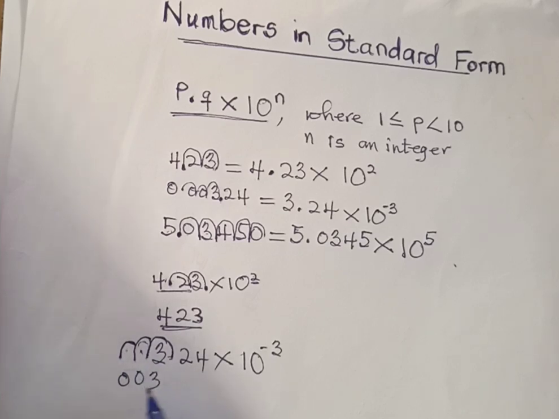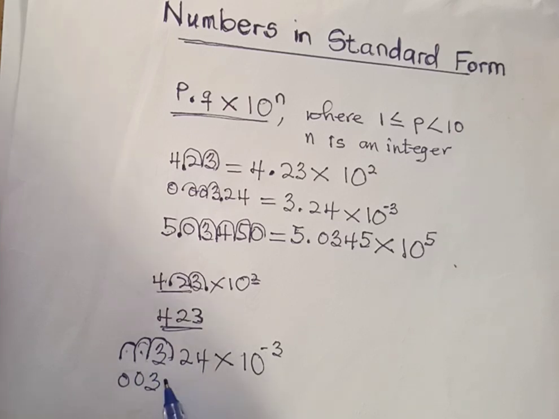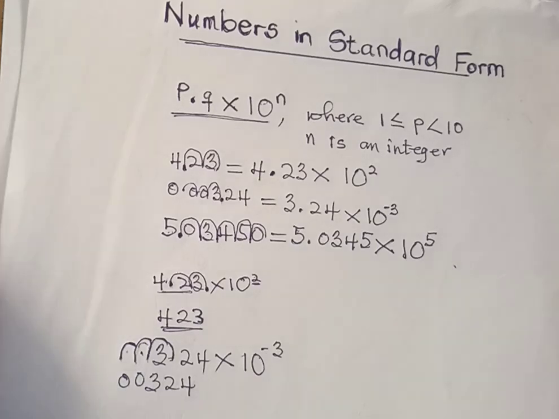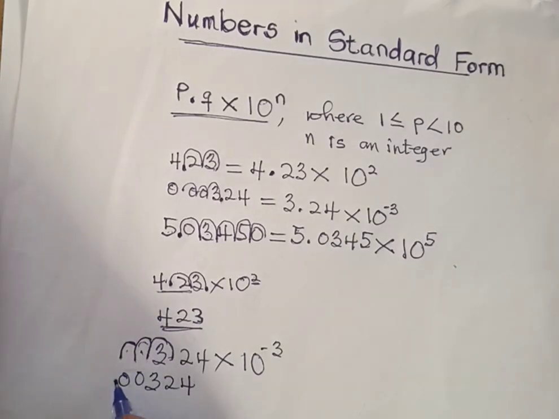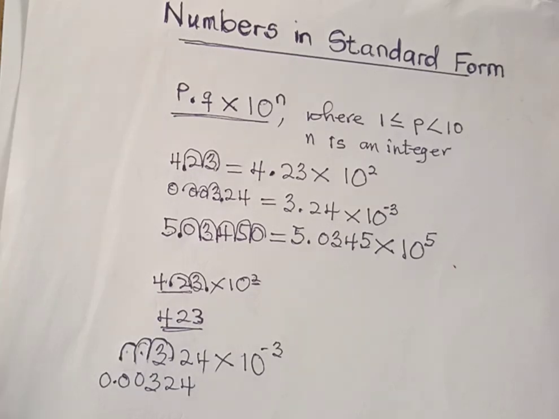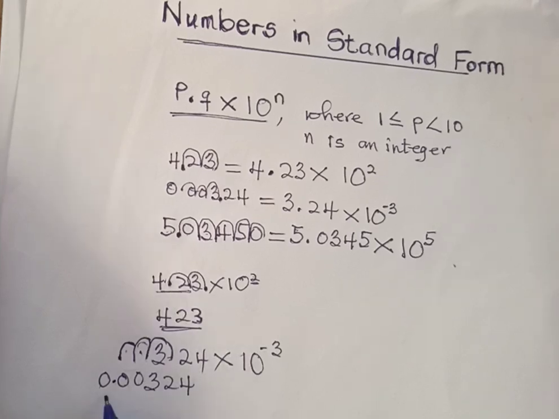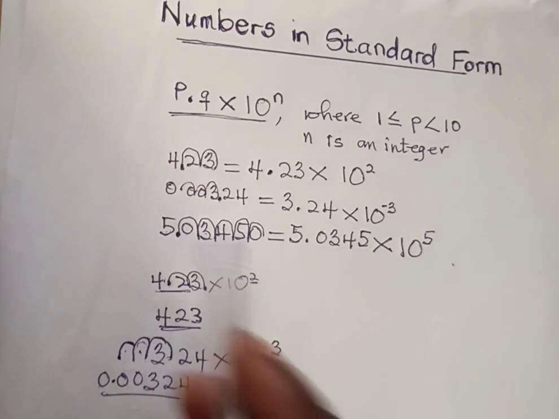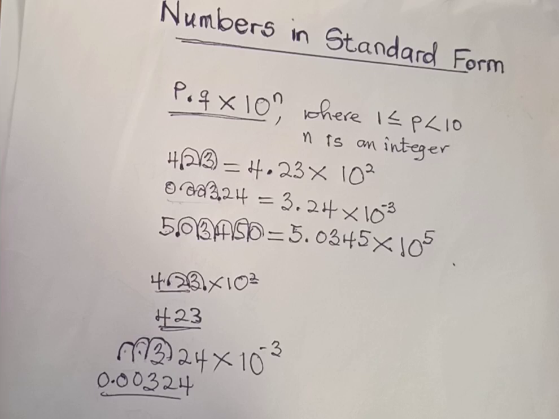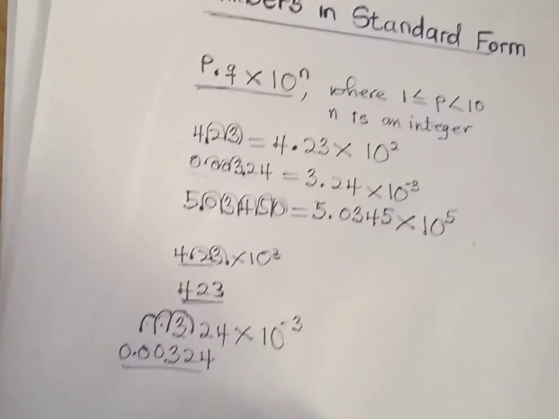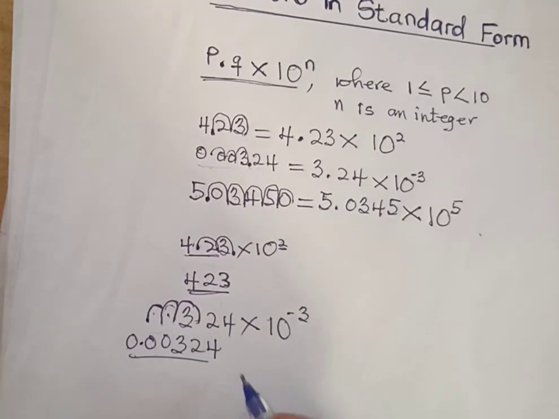Then I'll bring my 3. But this time the point has already been moved from here. So I'll add my 2, 4. Because we are moving this side, you bring the point here because the point ended here. Once the point is here, then you add another 0, making 0.0032. So you see that it will give you the same thing. Have you got my point? Great. Now let's try the third example.